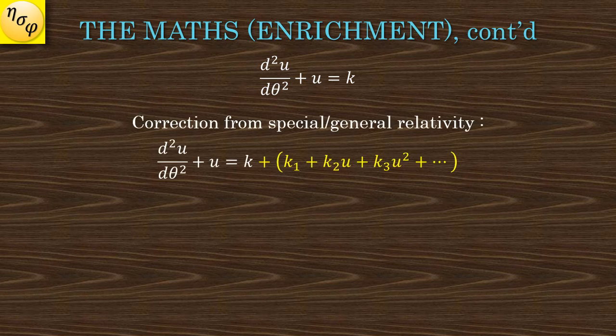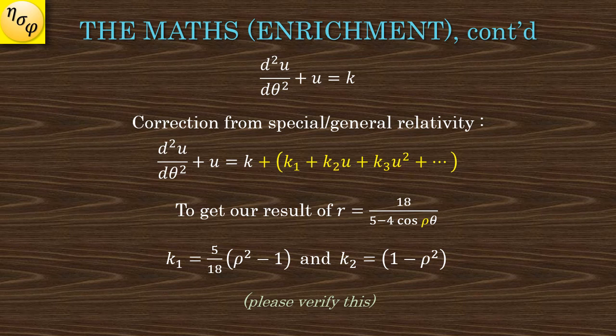More accurate theories, which are special relativity and ultimately general relativity, provide correction to this equation. Using these relativity machineries, we can add terms as a function of u at the right-hand side of the equation, a kind of series expansion, K1, K2, and K3 being constants. As usual, physicists like doing these kinds of things. And to get our result, we have to substitute K1 and K2 as follows. And dear viewers, please verify this yourself. It's a good thing to practice.